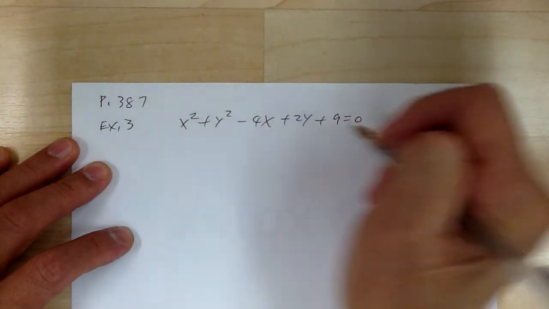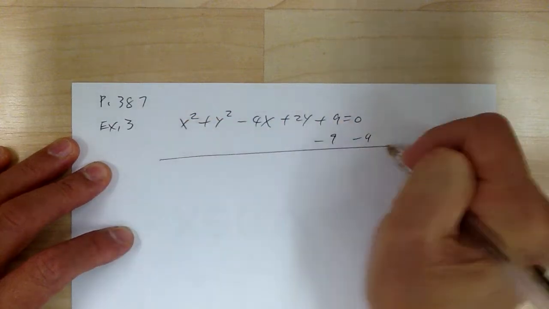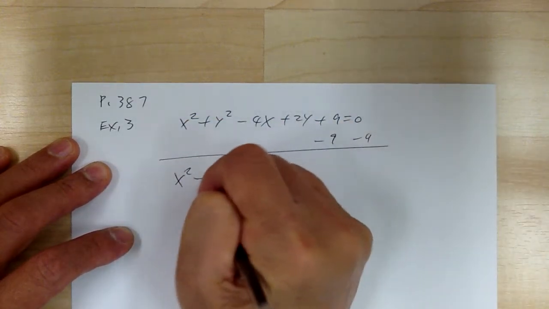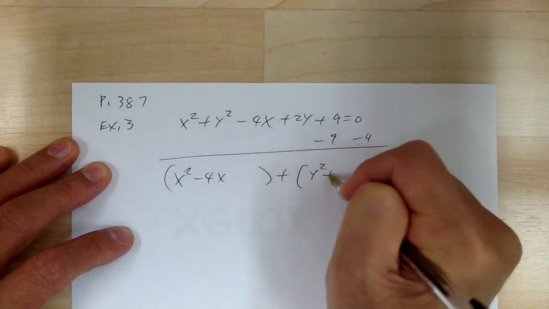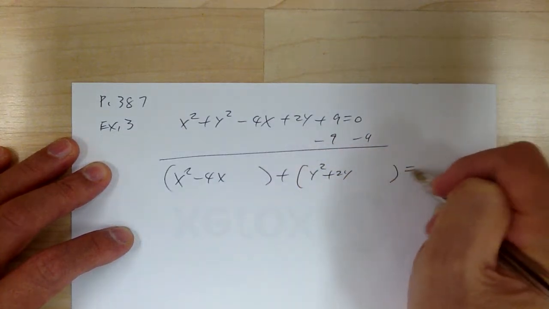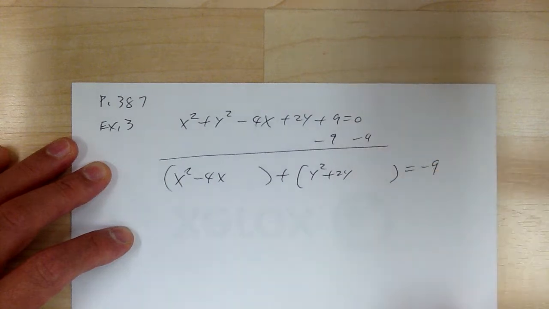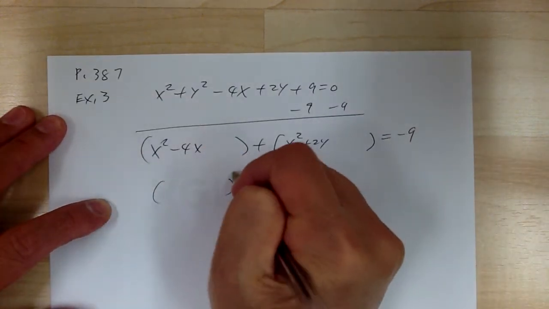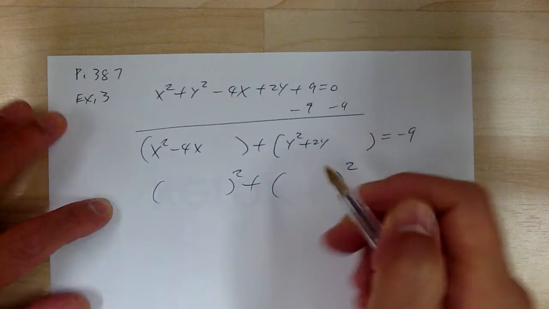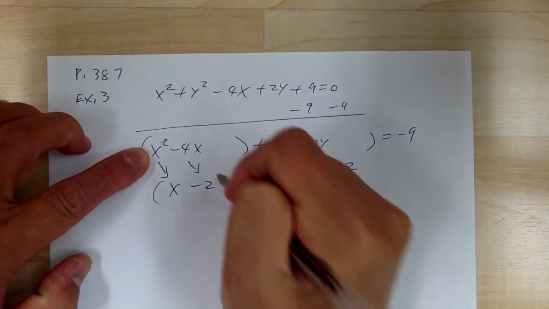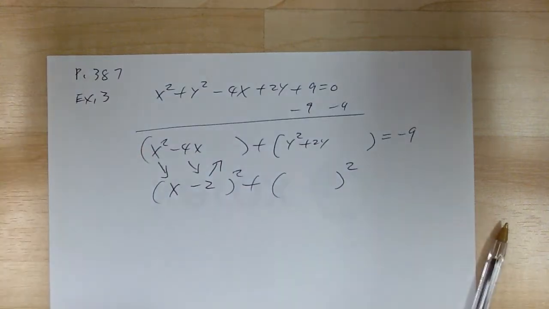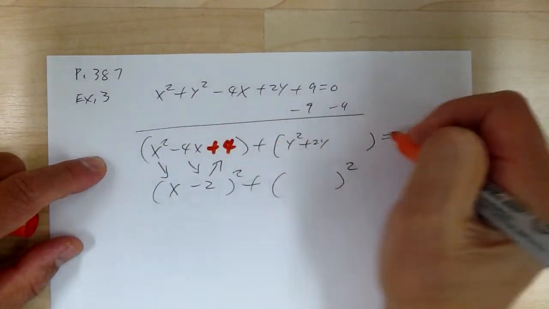So again, you want to subtract 9 on both sides. So you're going to get x squared minus 4x, and y squared plus 2y equal to negative 9. So now let's get our perfect squares ready. From this, you're going to get x, from here you're going to get minus 2, then from here you're going to get plus 4. So you need to add 4.